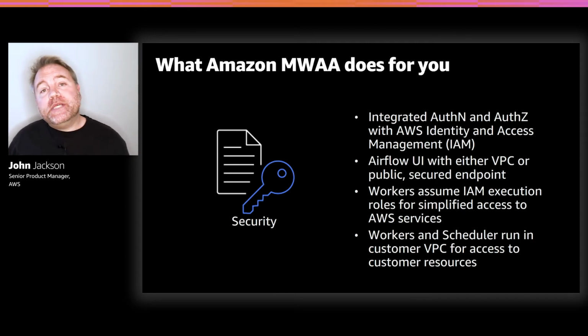Speaking of IAM, the workers actually assume an IAM authentication role, or execution role, excuse me. And this simplifies access to AWS services. So if I want to give a given Airflow environment access to EMR, I simply give that particular environment's worker execution role the ability to access my EMR cluster, and away it goes. And the workers and scheduler run in your VPC, which means any assets that perhaps live on-prem or are connected to other secured assets, as long as they're accessible from the VPC you've attached to the workers, then they'll be accessible from Airflow.